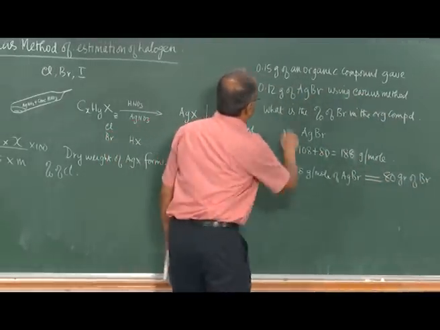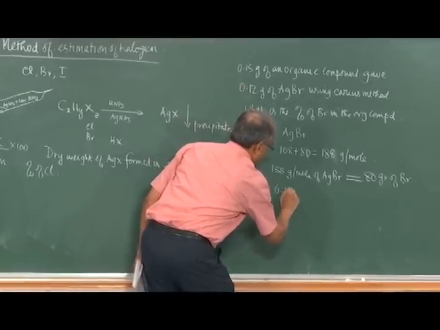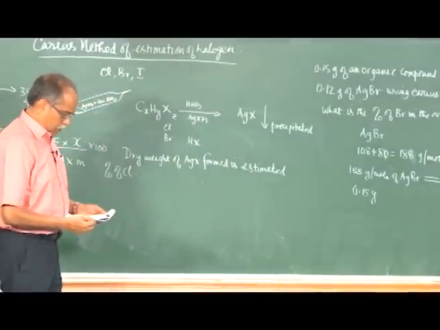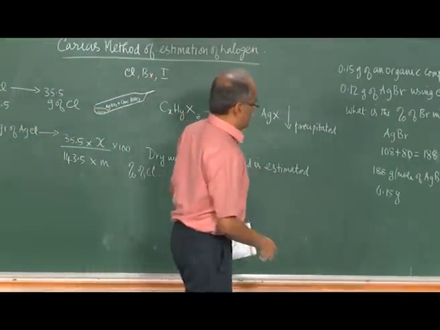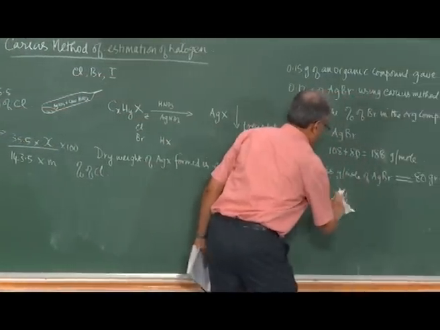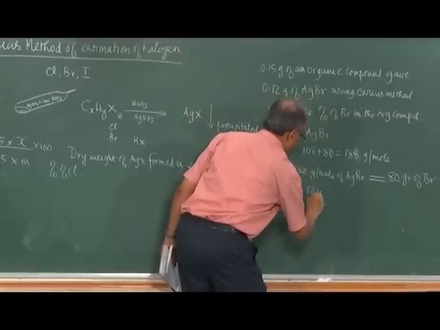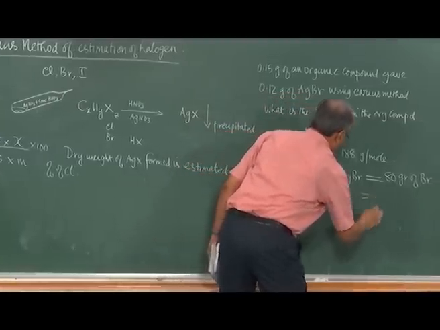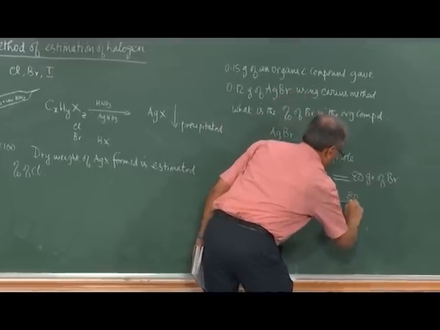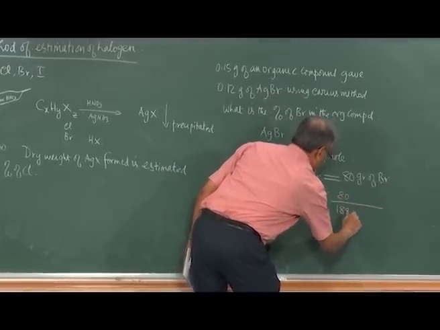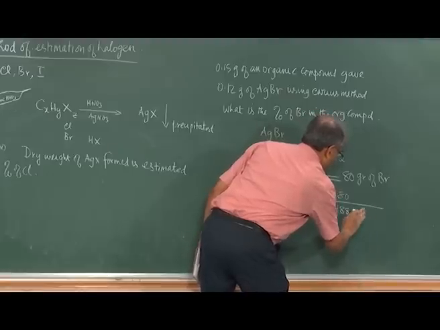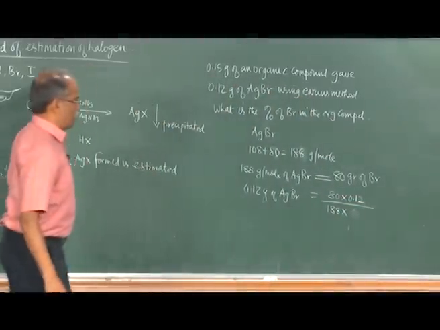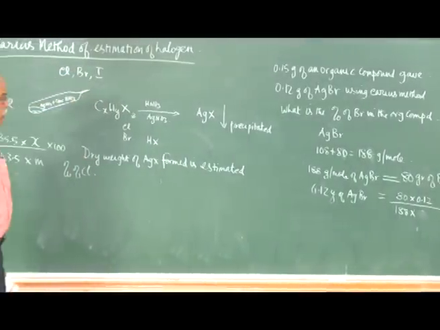Therefore, for 0.15 grams of the silver bromide, how much is the 0.12 grams of the bromine? This would be equal to 80 divided by 188 multiplied by 0.12. So, this is the amount of bromine that is present in the compound.